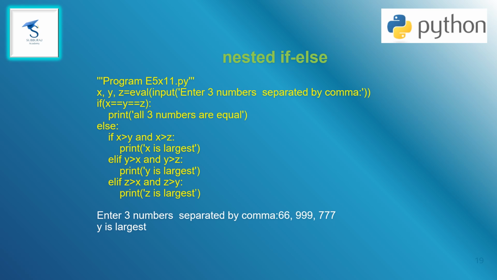If x is greater than y and x is greater than z, means x is the largest. And if y is greater than x and y is greater than z, y is the largest. And similarly, if z is greater than x and z is greater than y, z is the largest. Suppose this is true, the others will be omitted. So this is a nice program for using nested if else to find the largest of three numbers.